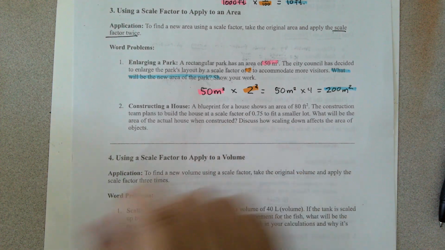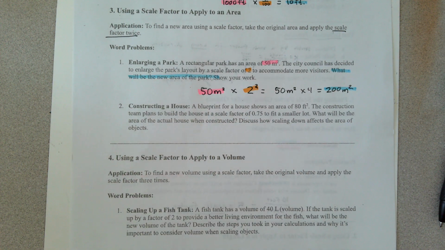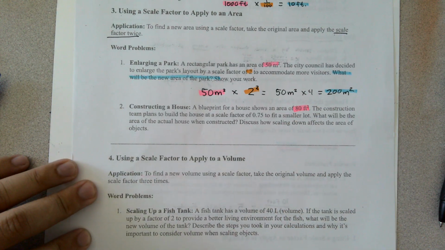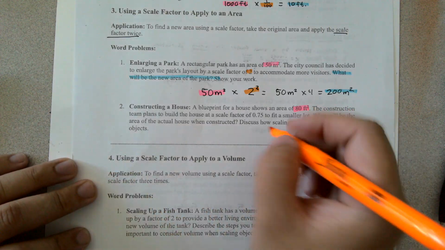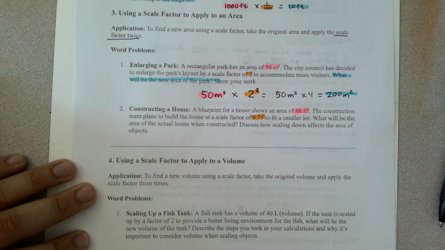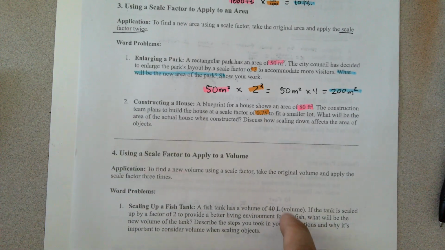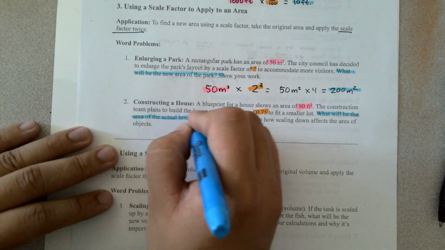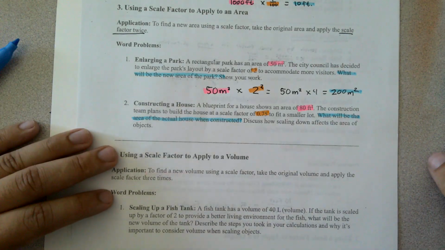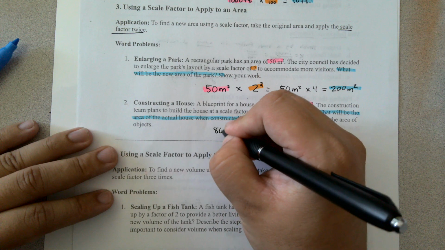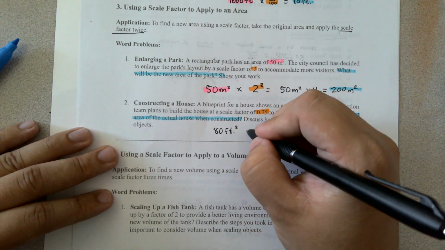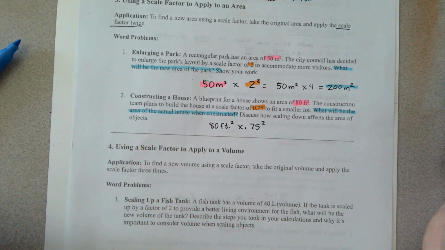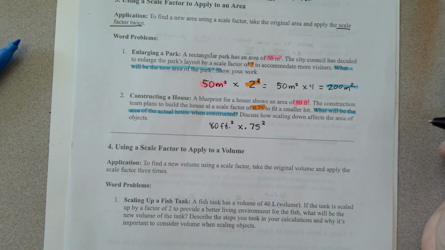Let's look at the next one. A blueprint for a house shows an area of 80 feet squared. That's going to be our pre-image. The construction team plans to build the house at a scale factor of 0.75 to fit a smaller lot. What will be the area of the actual house when constructed? So again, we're going to go pre-image times the scale factor twice will give us our new answer. Discuss how scaling down affects the area of objects.